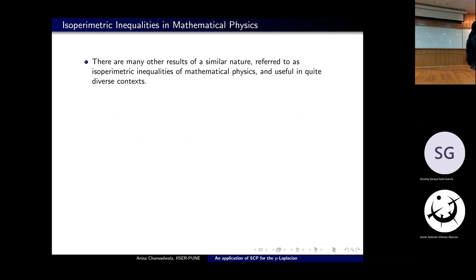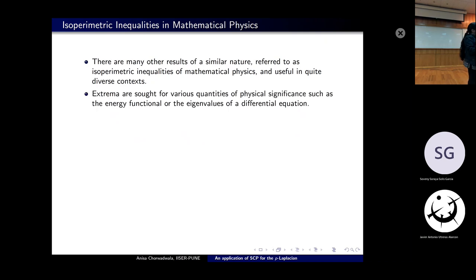So there are many other results like the isoperimetric problem, which are of a similar nature, and they are referred to as isoperimetric inequalities of mathematical physics. They are useful in physics and many other contexts, where we try to find the extremum of various quantities which are of physical significance, such as the torsional rigidity, eigenvalues of a differential operator, energy functional, heat content, etc. They are shown to be extremal for a circular or a spherical domain, but not necessarily always, but generally they are shown to be extremal for the most symmetric configuration that is possible in that particular admissible family of domains.